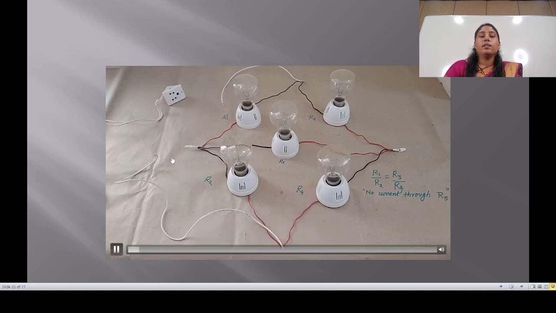Here, with all that arrangement put, we know that the particular condition for the Wheatstone bridge is R1 divided by R2 is equal to R3 divided by R4. All the bulbs have the same wattage: R1 is 100 watt, R2 is 100 watt, R3 is 100 watt, R4 is 100 watt, and R5 is 100 watt. Okay.